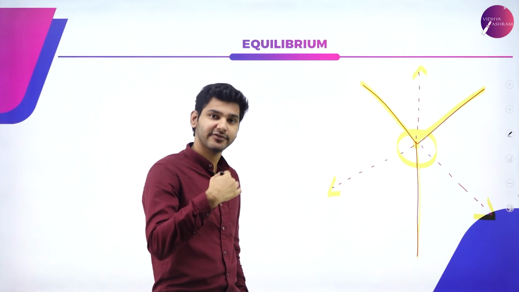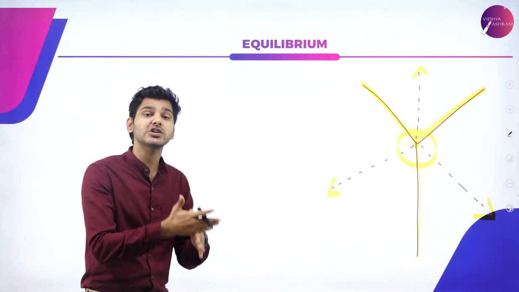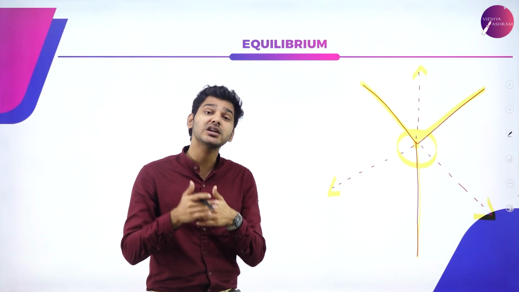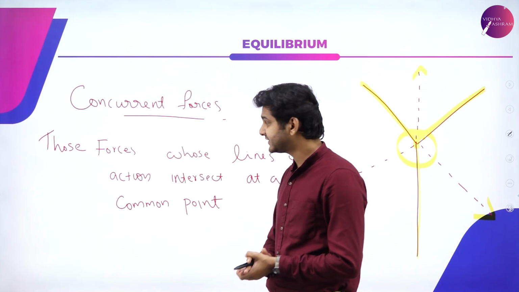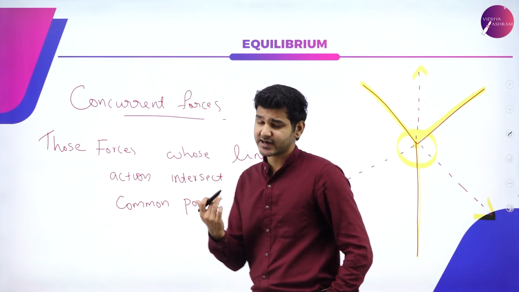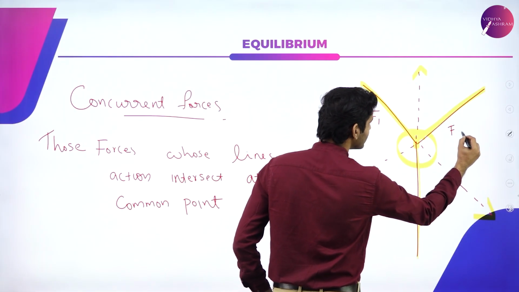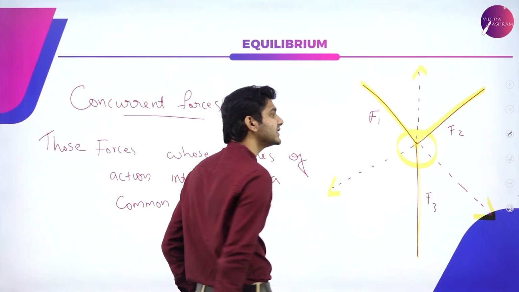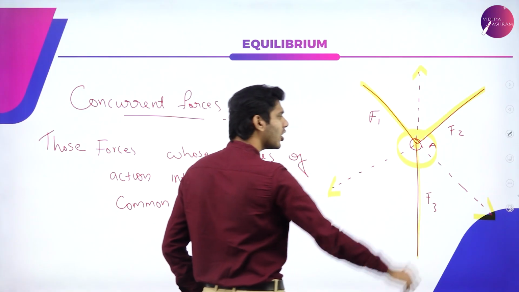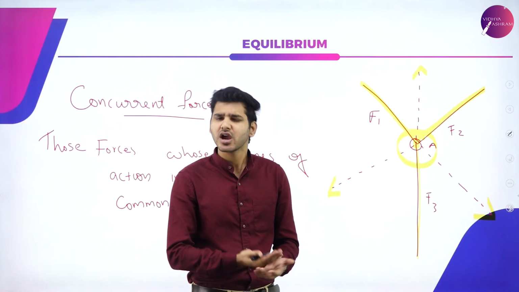So if the forces you are witnessing have a common point of intersection, then we can say that those forces are known as concurrent forces. Concurrent forces are simply those forces whose lines of action intersect at a common point. That is, if 3 forces are acting, let's say this is F1, this is F2 and this is F3, all of these forces have a common intersection point here. Let's call it A. So all of these forces have a common intersection point at A. Hence, they are known as concurrent forces.